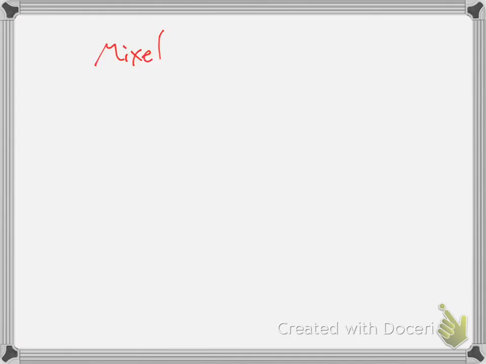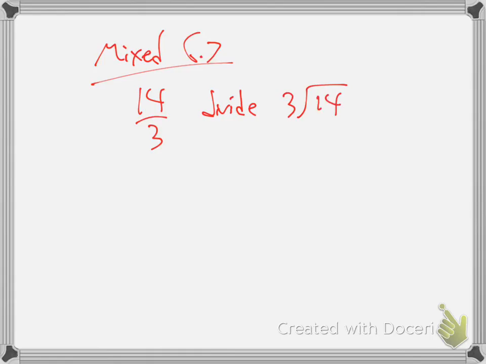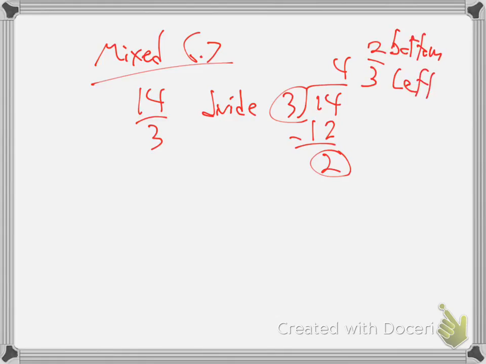Okay, let me help real quick. Yeah, because that was section 6.7, you're right. The workbooks are mixed. So say you have something like 14 over 3. How you change it is you divide the bottom into the top. The 3 goes into 14 4 times, that's 12, and then the remainder over the bottom, 2/3. Bottom over left. That's how you convert from an improper to a mixed number. You divide the bottom into the top, and the remainder goes over the left side. That's it.